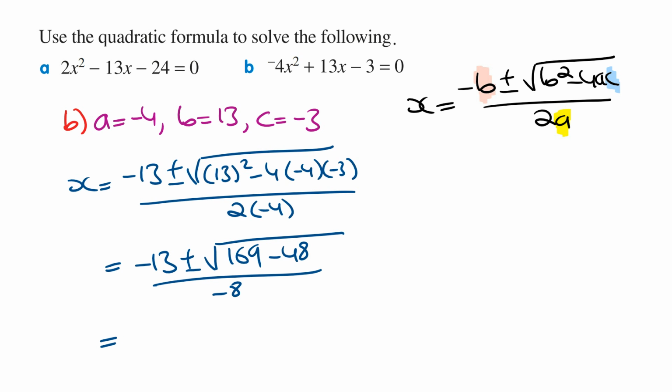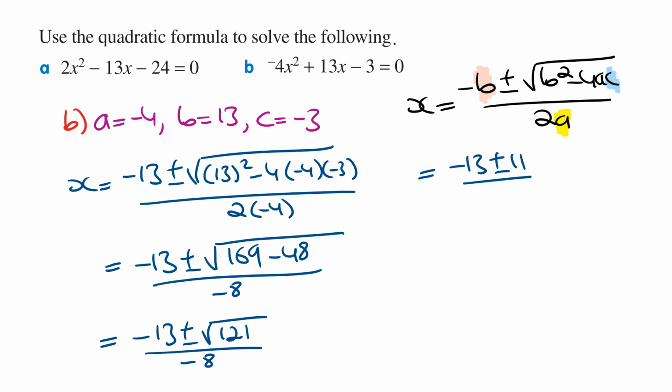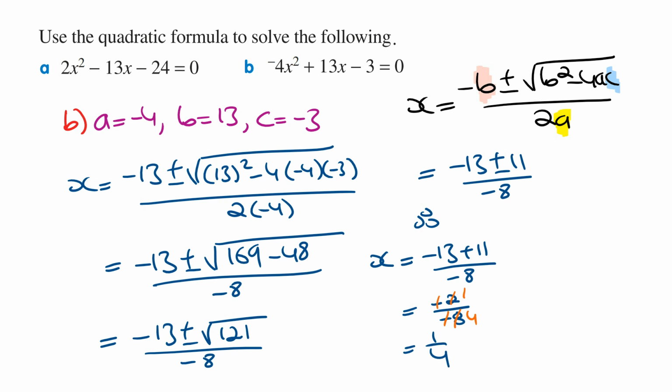Simplifying this, it is minus 13 plus or minus the square root of 121 divided by minus 8. The square root of 121 is 11, so we get minus 13 plus or minus 11 divided by minus 8. Therefore, one solution is x equals minus 13 plus 11 divided by minus 8. Minus 13 plus 11 is minus 2, so this is minus 2 over minus 8. The two negatives cancel out, and this becomes 1 on 4. And so x equals 1 on 4.